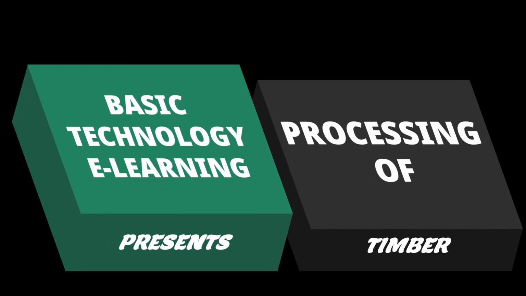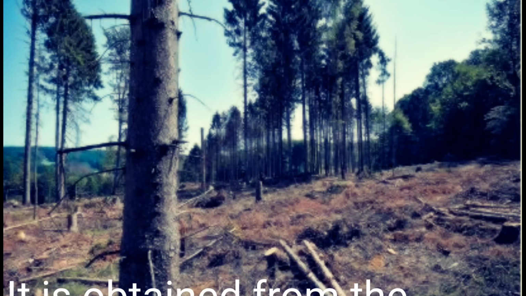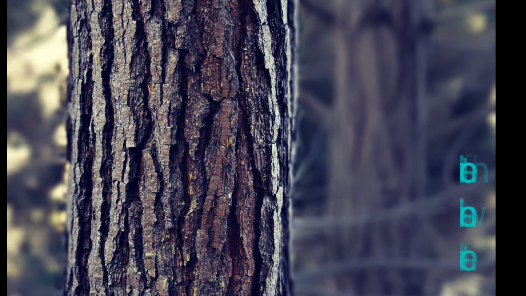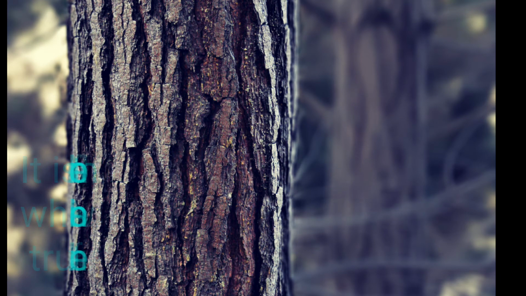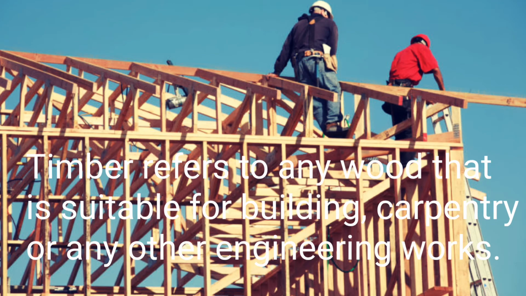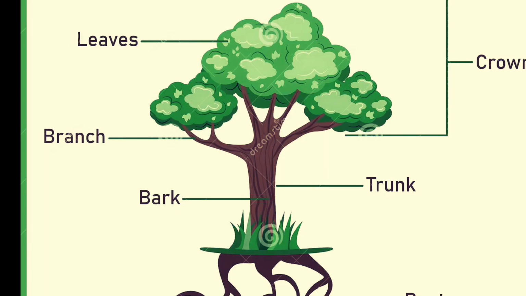Processing of timber. Timber is one of the most common materials that is obtained from the trees that grow all around us. It is obtained from the stem, which is also known as a trunk of trees. The word timber denotes the wood which is suitable for building, carpentry, or any other engineering works. And let's look at the different parts of a tree from which timber can be obtained.